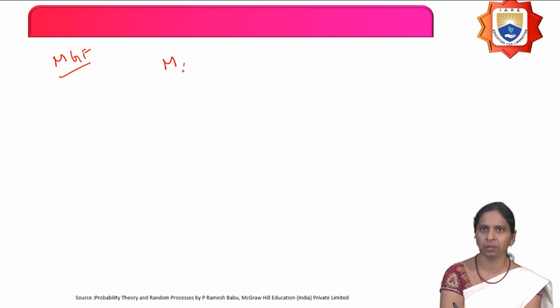Which has been represented by what? Mx of u, or I can take it as mx of v also. It is nothing but what? Expectation of v power u into x. And what type of random variable x have they given? They have given it as a uniform random variable, and a uniform random variable is a continuous random variable.